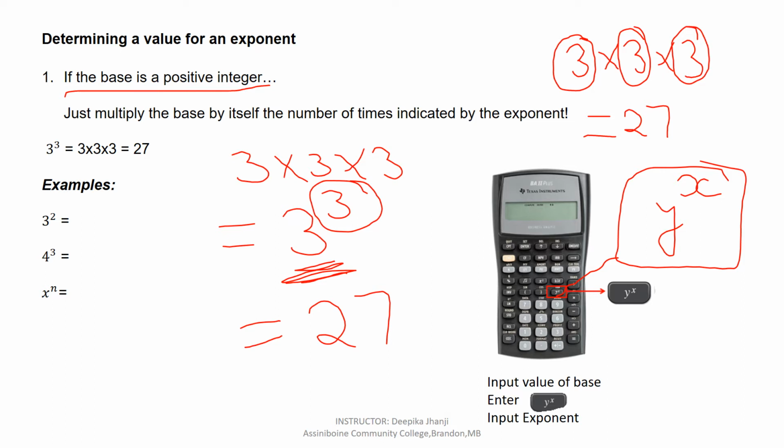I'm going to show you another example: 4 cube. If we calculate it manually, it is 4 times 4 times 4, which is 4 times 4 is 16, and 16 times 4 is 64. That is the manual method. If you use a calculator, you input 4 first, which is the base, then you use the y raised to power x feature, then input 3, that is your power, the exponent, and the screen will display 64.